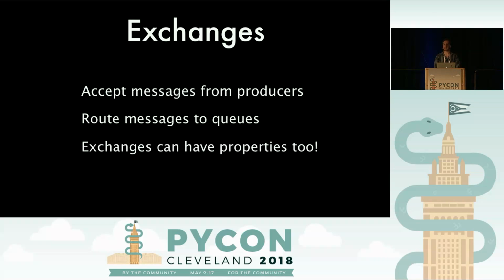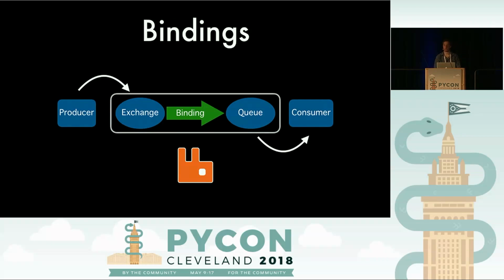There are multiple types of exchanges, and each type routes messages in a different way. But before I get into those details, I want to quickly introduce you to one more important concept, which is bindings. A binding connects an exchange to a queue and contains additional metadata, such as a binding key. A queue can only receive messages from an exchange that it is bound to, and an exchange can only send messages to the queues that are bound to it. The binding key is used by the exchange to deliver messages to the appropriate queues based on the exchange's type.